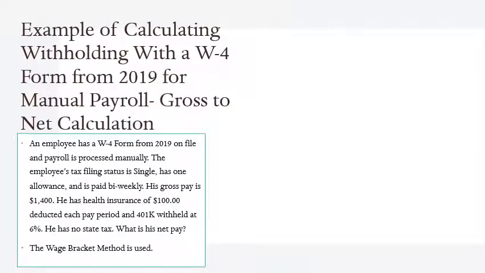So now let's take a look at an example where we have to calculate net pay for an employee. An employee has a W-4 form from 2019 on file and payroll is processed manually. The employee's tax filing status is single, has one allowance, and is paid biweekly. His gross pay is $1,400. He has health insurance of $100 deducted from each pay period and 401k withheld at 6%. He has no state tax. What is his net pay? And in this case, we'll be using the wage bracket method.